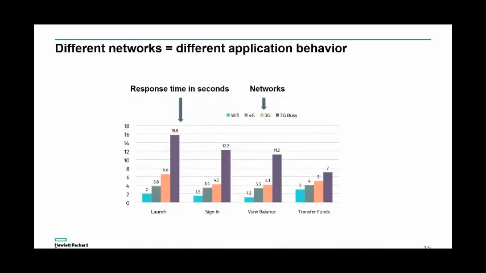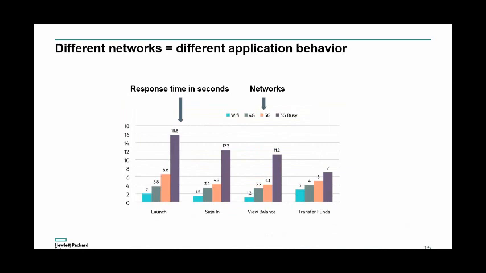And of course, the different networks are going to have different effects on the application behavior. Those are four simple business processes, as you can see on this graph: launching, signing in, viewing balance, and transferring funds. And you can see the effect based on the different mobile networks.